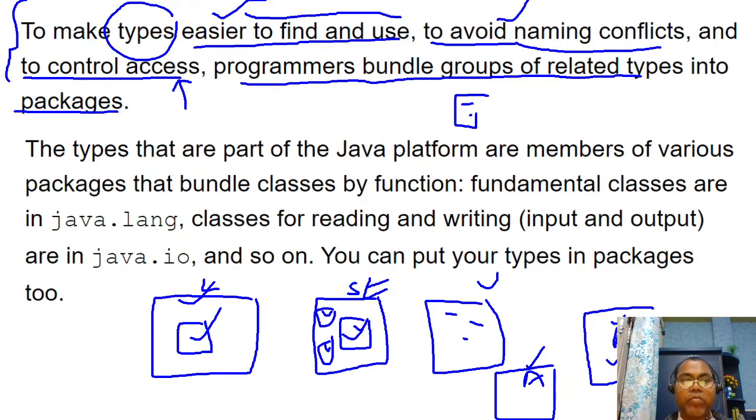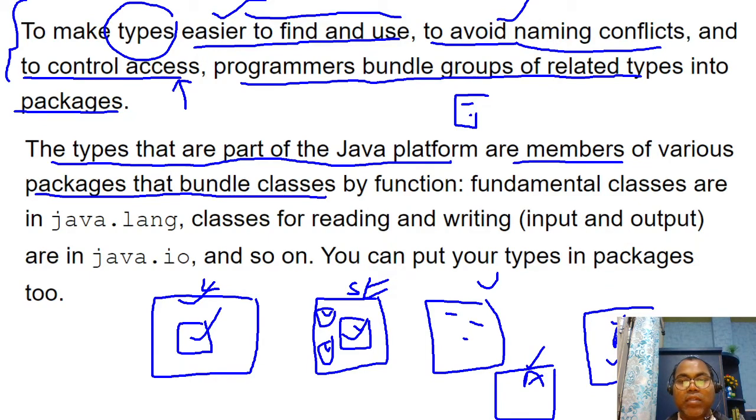The types that are part of the Java platform are members of various packages that group classes by function. The fundamental classes are inside the java.lang package. By default this package is imported, and you can use the System class, System.out.println, the String class, all these base fundamental classes that build a Java application.